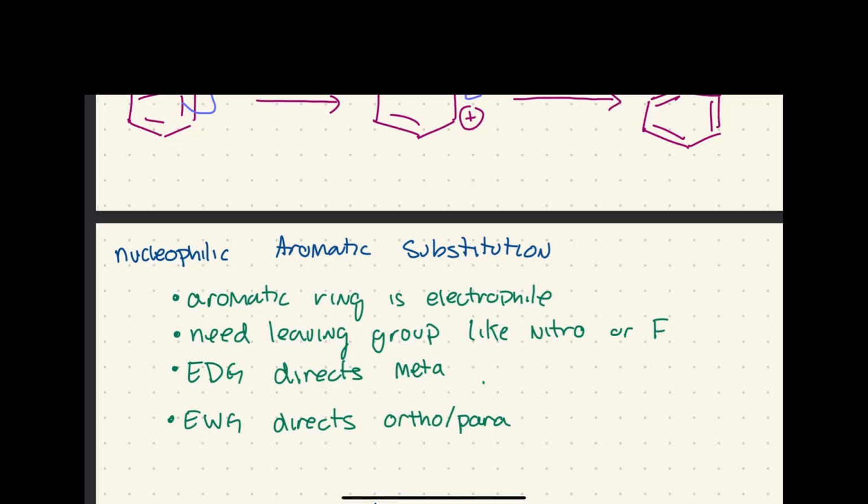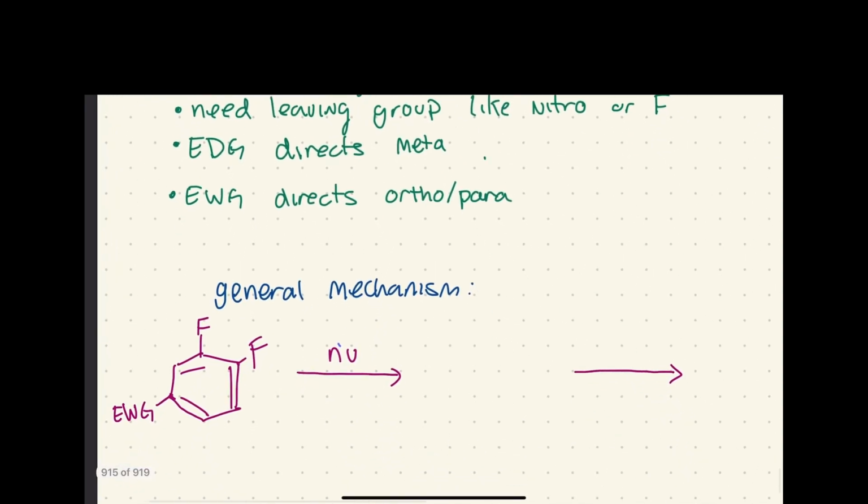We see that electron donating groups direct meta, and electron withdrawing groups direct ortho para, but these can also deactivate the ring, and so we always kind of focus on the electron withdrawing group. Let's look at a general mechanism.